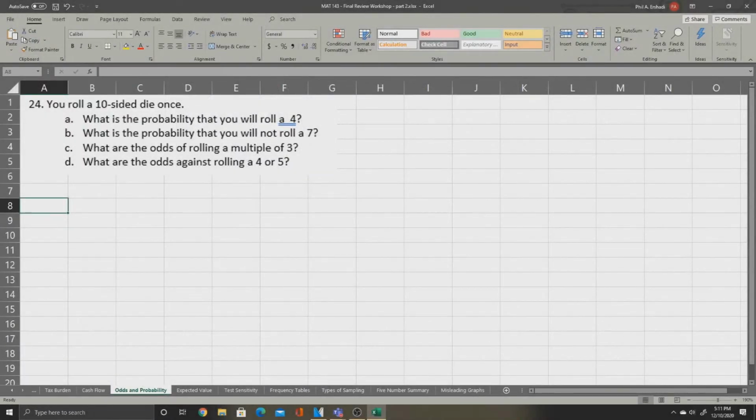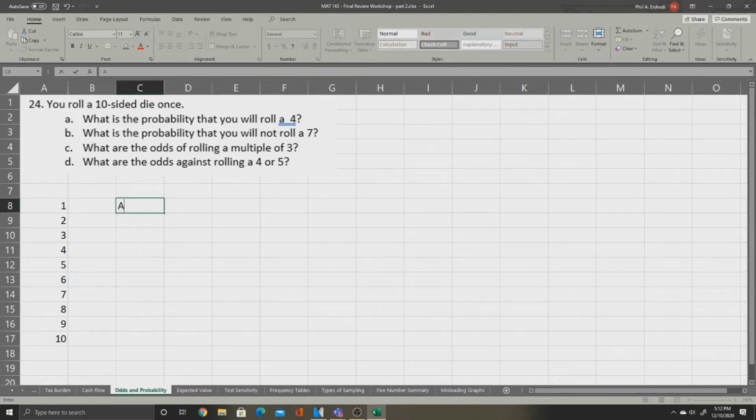All right, in this question, it says we roll a 10-sided die once. Question A asks, what is the probability that you will roll a 4? So let's list the possible outcomes on a 10-sided die. You can roll 1, 2, 3, 4, 5, 6, 7, 8, 9, and 10.